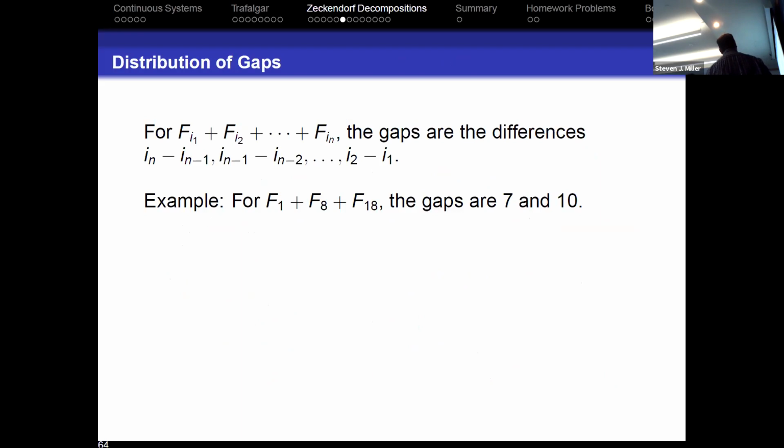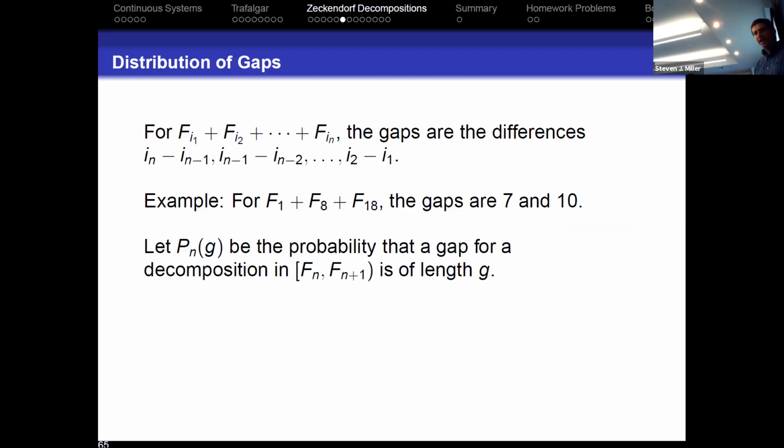All right. So for the Fibonaccis, we could also talk about the gaps between summands. So let's say I have F1 plus F8 plus F18. Then the gaps are 7 from F1 to F8 and 10 from F8 to F18. You could also talk about maybe the gap to the first one, but that's only one more gap, as n is very large, the number of gaps is so large it's not going to really matter. And you could ask, let's let P_n(g) be the probability, that's a good word for a class like this, the probability that we have a gap of length g.